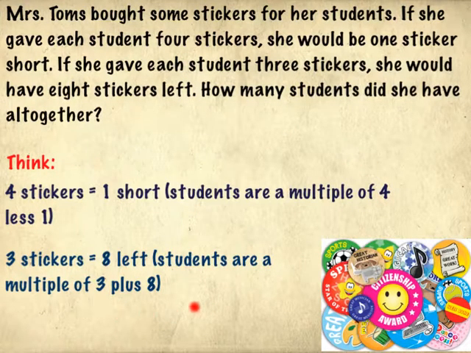Remember our problem solving steps? We're going to figure out the question we're answering, how many students did she have altogether, and then pull out the important information, which is that if she gave everyone 4 stickers, she would be 1 short, which means that her students are going to be a group of 4 less 1. And if she gave everyone 3 stickers, she would have 8 left over, which means that her students have to be a multiple of 3 plus 8.